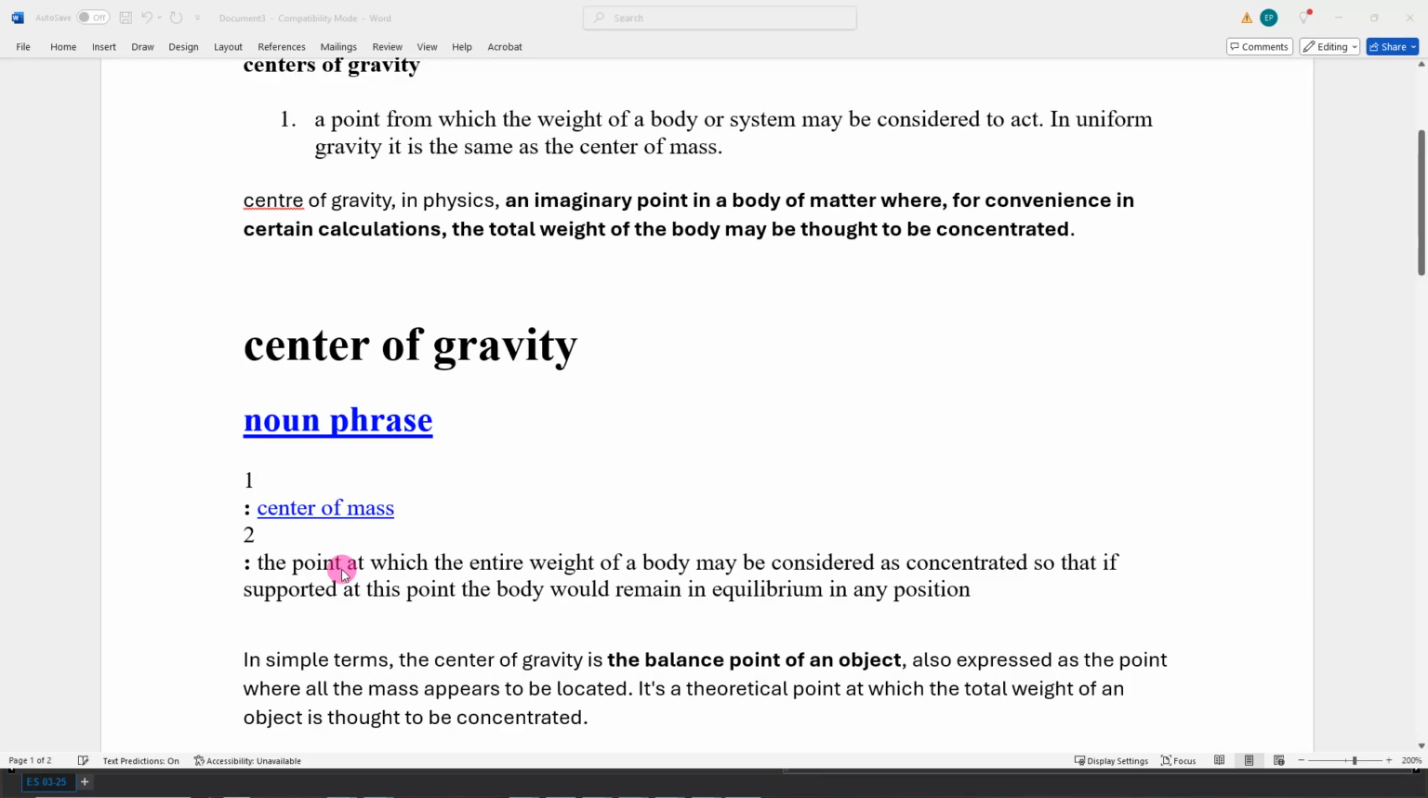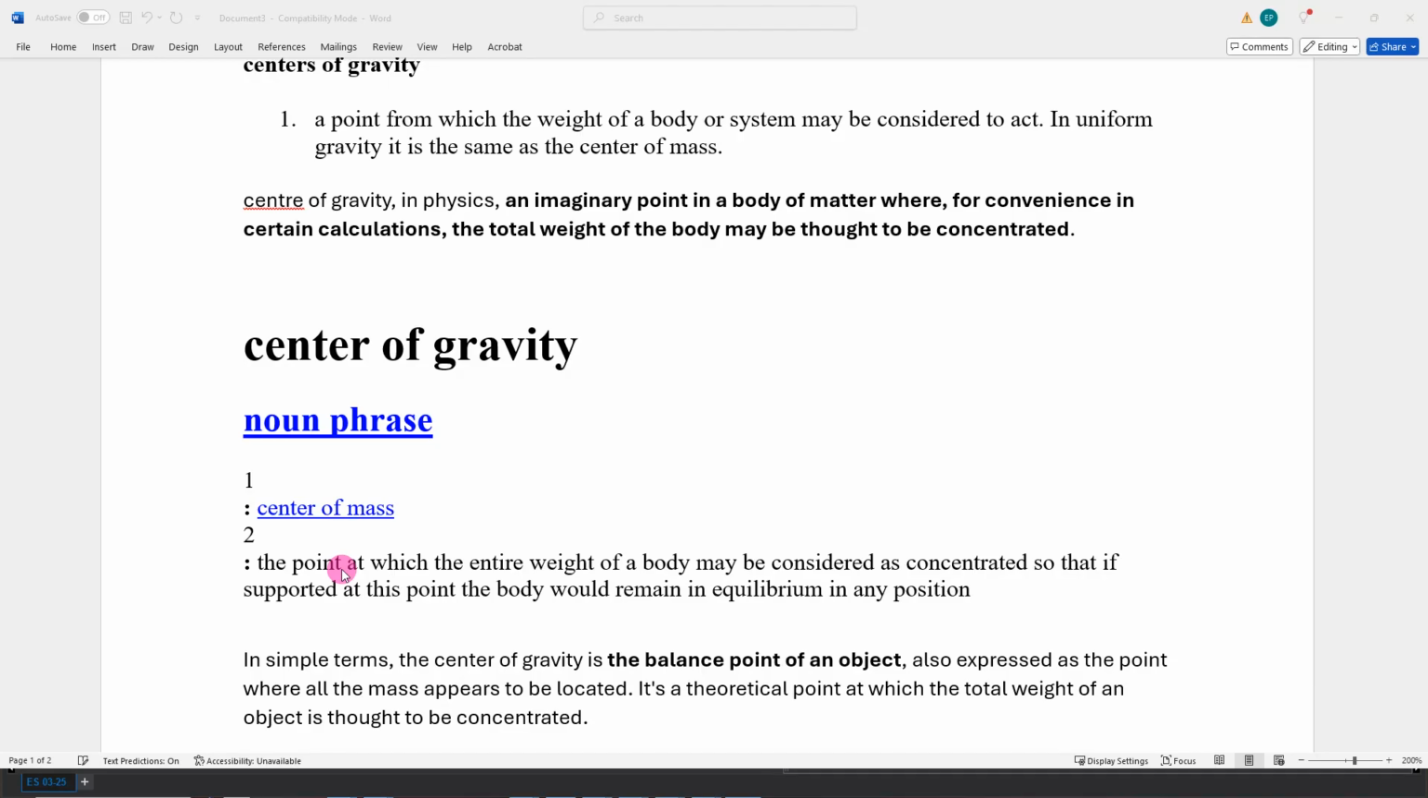Now, there are multiple definitions, and some of them are a bit different. Another one is this: the center of mass, or the point at which the entire weight of a body may be considered as concentrated, so that if supported at this point, the body would remain in equilibrium in any position. In simple terms, the center of gravity is the balance point of an object, also expressed as the point where all the mass appears to be located. It's a theoretical point at which the total weight of an object is thought to be concentrated.